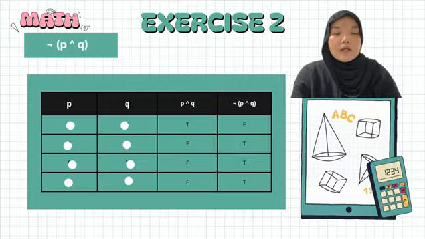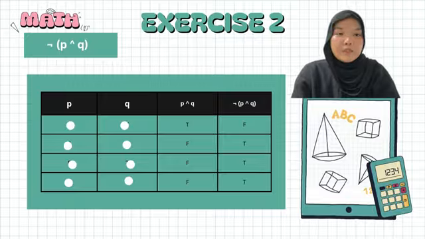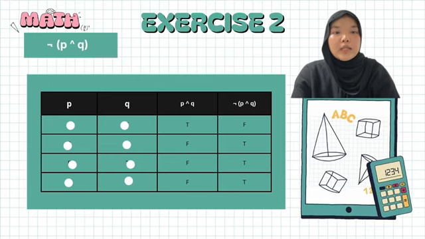Now we are going to look at negate P and Q. For negation, we take the opposite value of the current value. So for P and Q, if the value is true, then negate P and Q will be false. For the first row, negate P and Q will be false, while the other remaining 3 will be true.